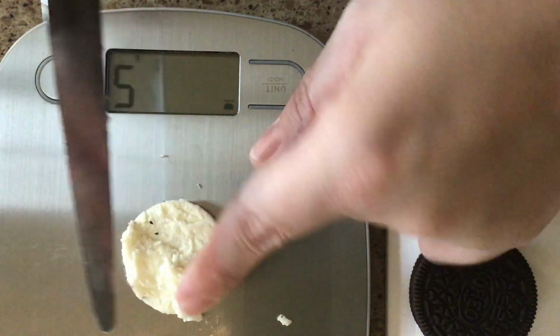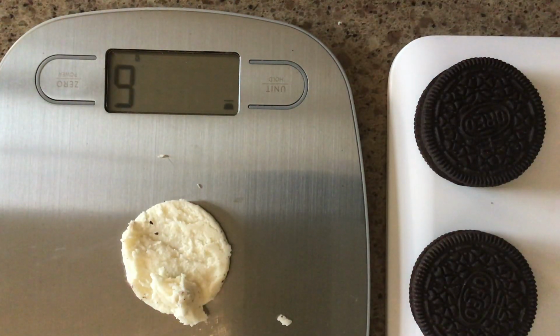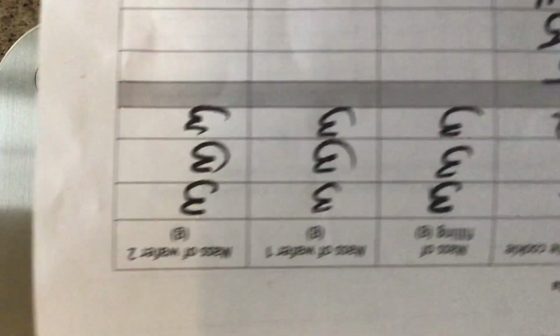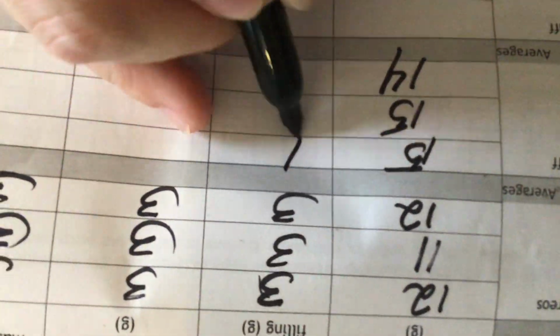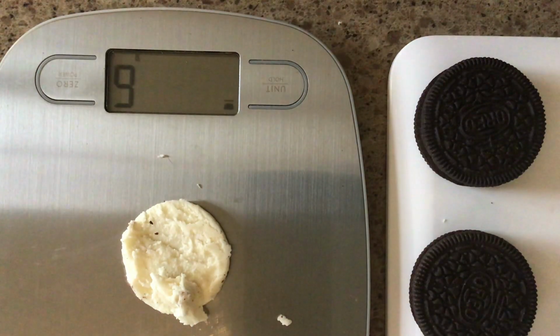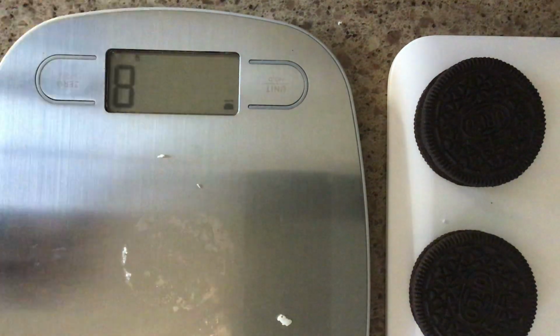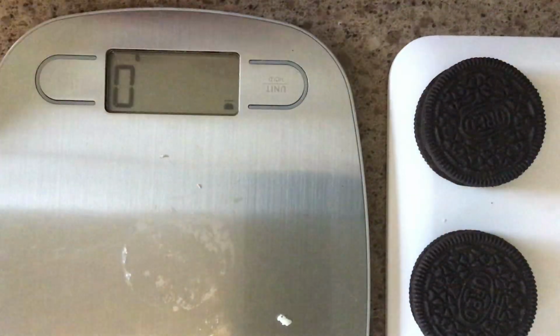And I have some filling. All right, so we have filling of 6 grams for cookie 1. So under cookie 1, 6 grams of filling.